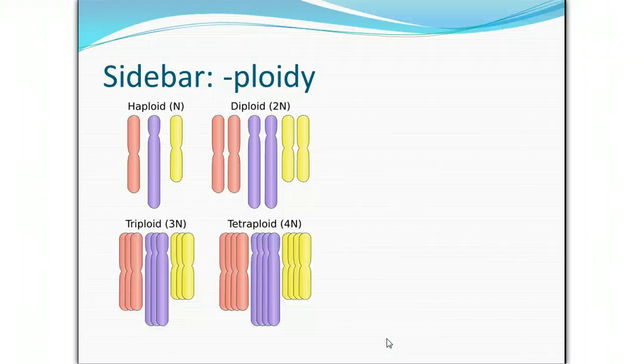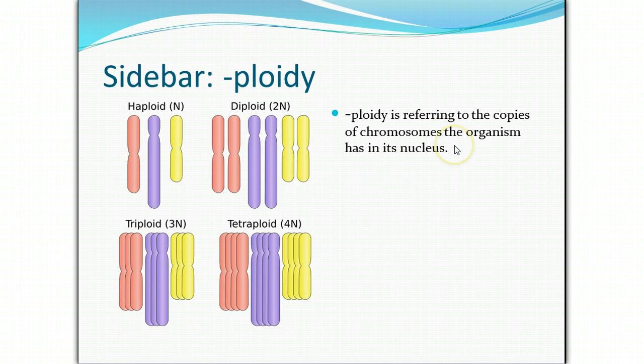Before we get into the various mechanisms of sympatric speciation, you need to have a good grasp of chromosome count and all of these different ploidy words. So haploid, diploid, triploid, and tetraploid. Fun words to say. So ploidy refers to the copies of chromosomes the organism has in its nucleus.